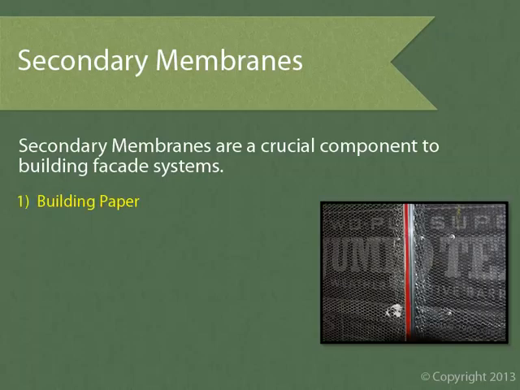Building paper is one of the most common and also one of the least expensive of the various secondary membranes. We often find it behind plaster, brick, metal panels, and many other facade systems. In this photo you see the prep work for a plaster application, which is building paper installed behind metal lath. Notably, plastic sheeting like Tyvek is generally considered to fall into the same category as building paper.